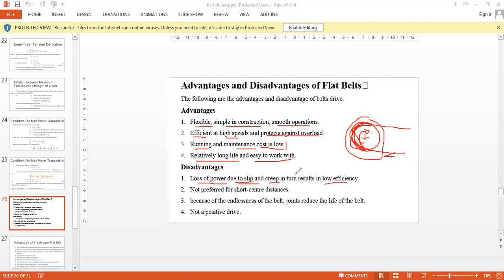lead to lower efficiency. The next one is that it is not preferred for short distances because it is capable for longer distances, because for shorter distances, because of the load, power transmission and effective loading conditions, it is not preferred for shorter distances. Rather than this, for shorter distances, V belts are preferred. We'll see that.